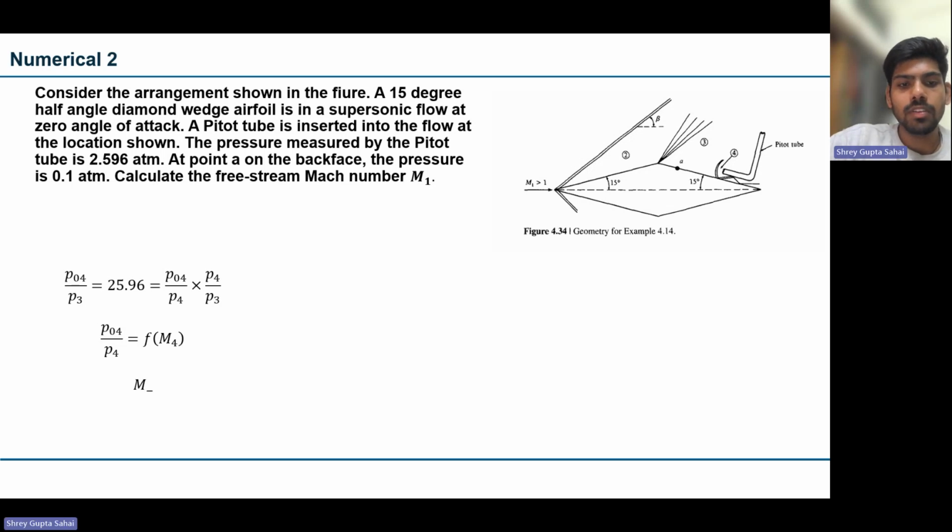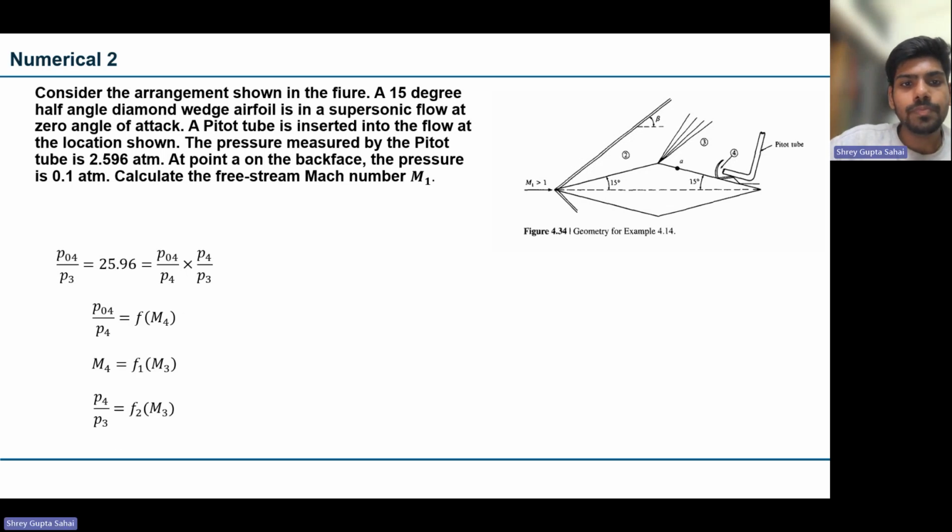M4 itself is a function of M3, and P4 by P3 is a function of M3. So this is how we are going to calculate it. Now, this we had done last time. I'll write the expression for everything. So what do we have there?